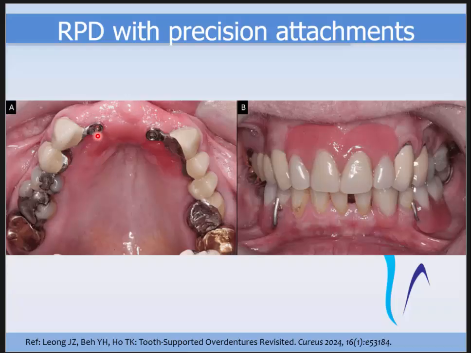This attachment, in the long term, may get loose, or the attachment inside the dentures can be worn off. So when this gets worn off, then you may need to replace the RPD. In this case, you can see that the denture clicks into this attachment. There's no retention arm at all. So it actually provides more retention for the patients.